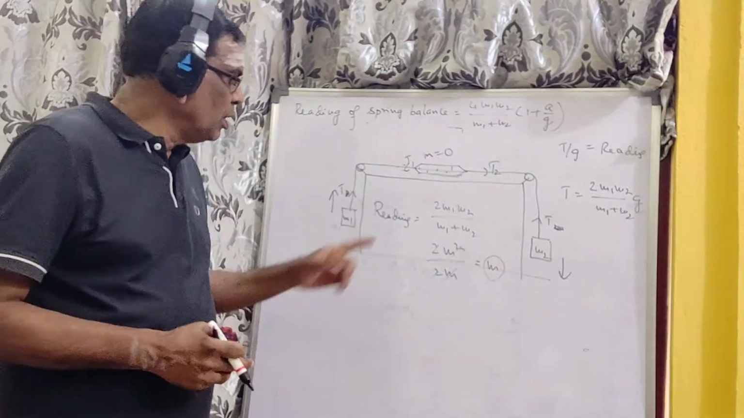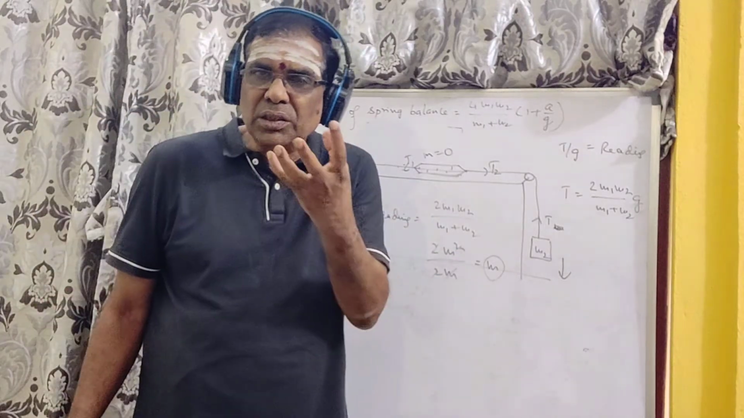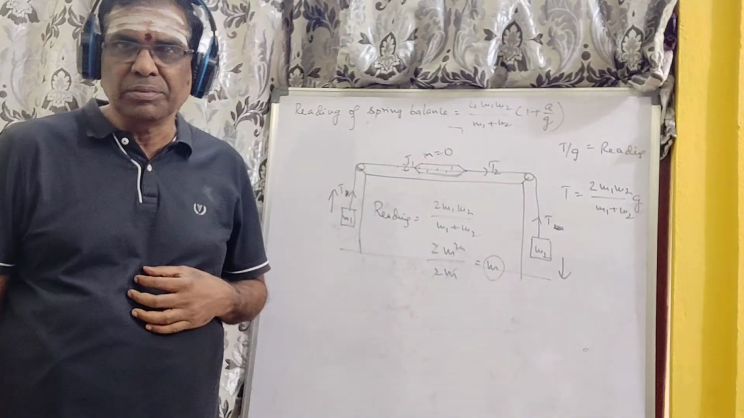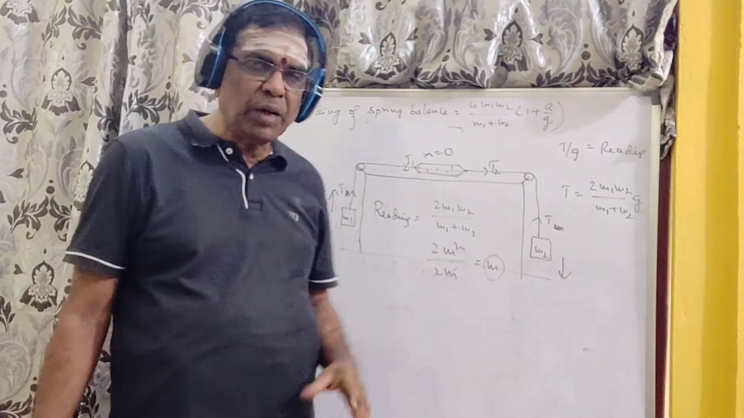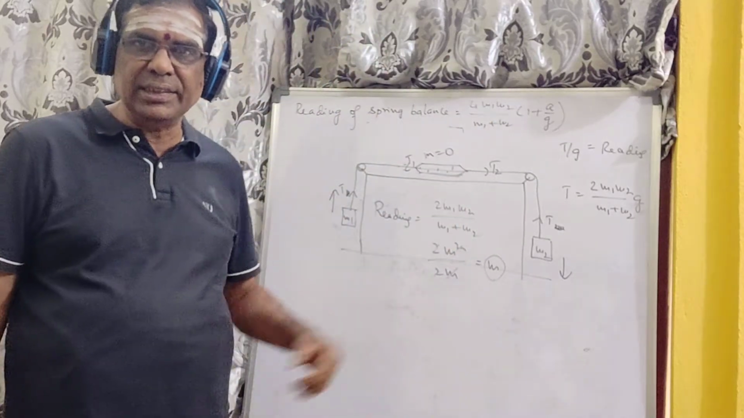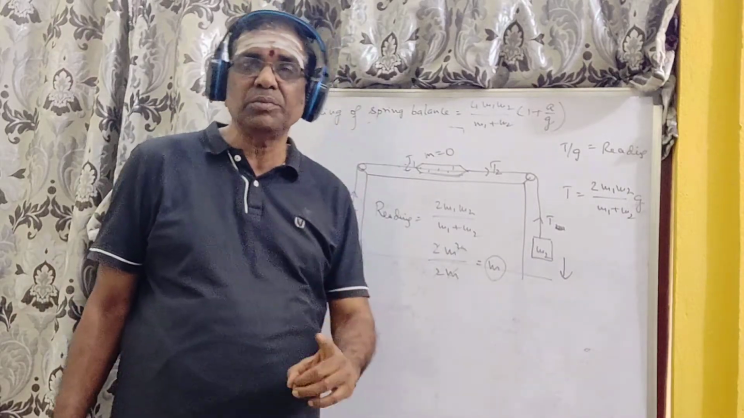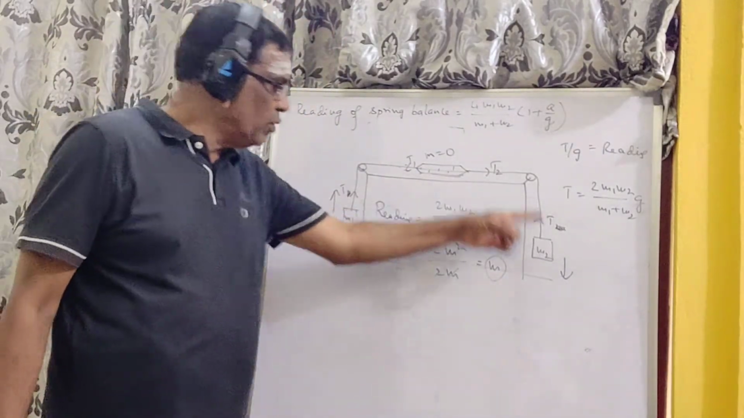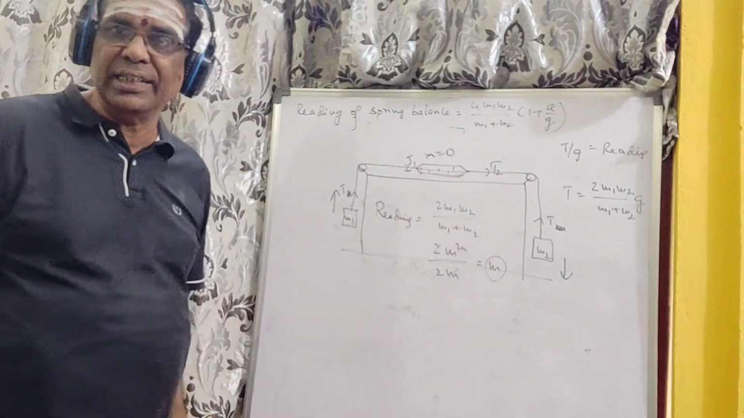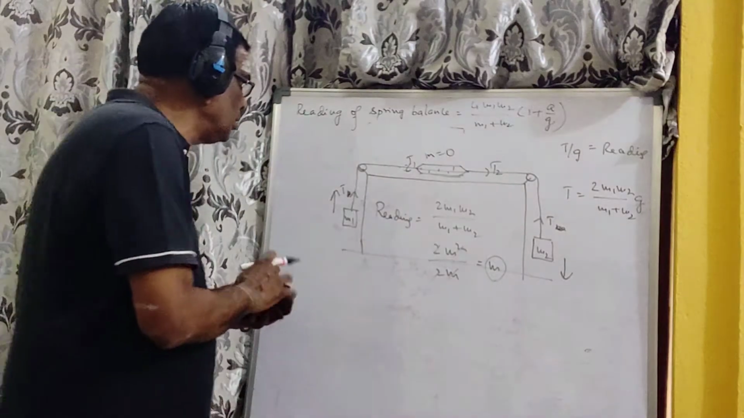Absolutely wrong. In fact, M1 M2 by M1 plus M2 is incidentally called reduced mass, a concept that we will probably discuss in detail in center of mass, not at this stage. It is twice the reduced mass, that is the reading of the spring balance. Whenever you have a situation of this kind, I hope this is clear to you.